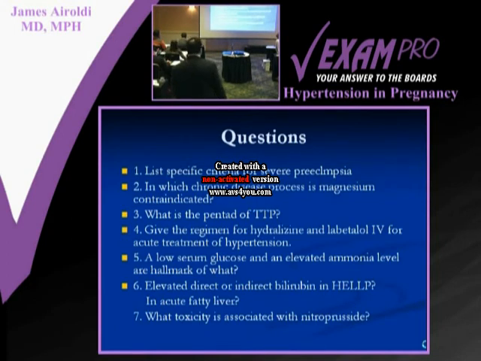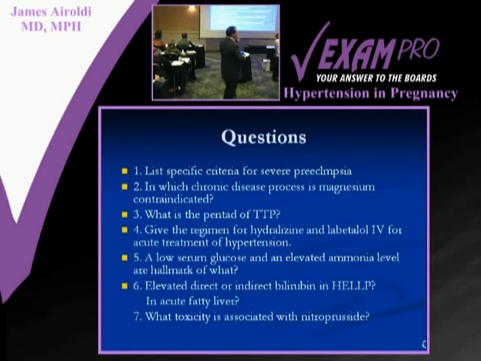Okay, last question, I'm done. List specific criteria for severe preeclampsia. I think you guys all know. We went through that. In which chronic disease process is magnesium contraindicated? Myasthenia gravis. What is the pentad of TTP? Let's state them all together. Yes, thrombocytopenia, microangiopathic hemolytic anemia, renal dysfunction, CNS, and fever.